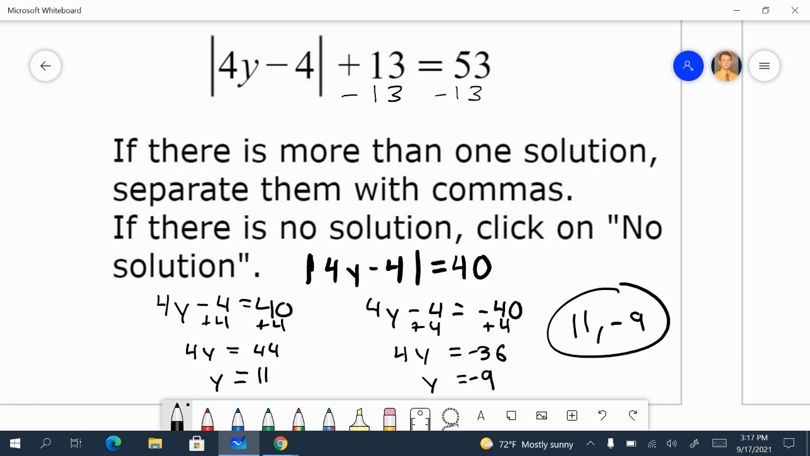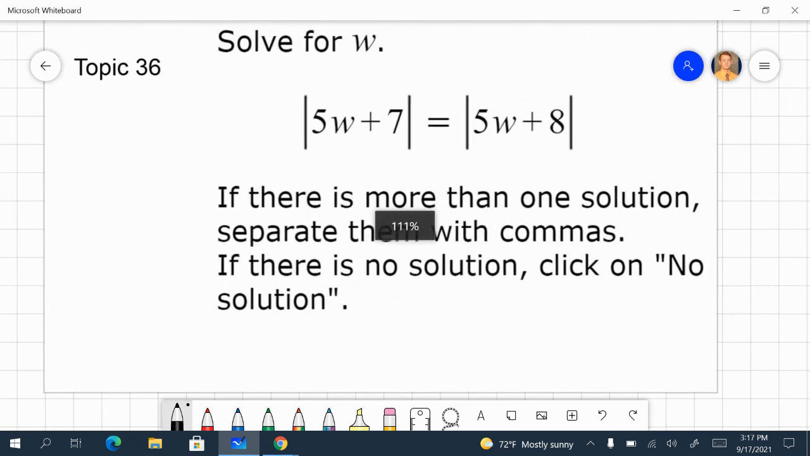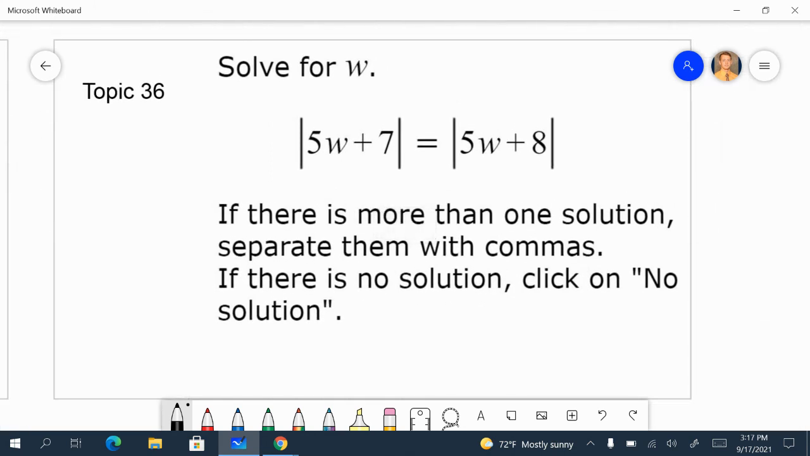Okay, there we go. What's this next one? I'm just checking here. Okay. Maybe we will save topic 36. Looks like it gets a little bit more complicated. So we're going to save topic 36 for the next video, and I will talk to you later.